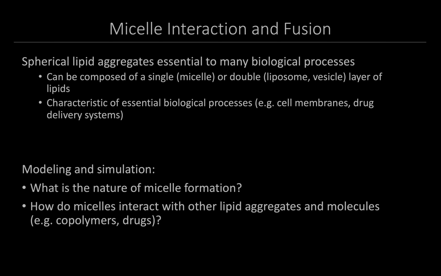The next work I'm reviewing starts on slide 8 and looks at micelles, which are spherical lipid aggregates that are essential to many biological processes. These lipid aggregates can be composed of single lipid layers, as seen in micelles, or double lipid bilayers that are seen in liposomes and vesicles. Micelles, liposomes, and vesicles are essential to biological processes. They're found in cell membranes, and they're utilized for drug delivery systems.